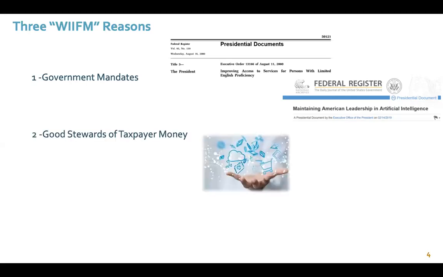The second one is good stewards of taxpayer money. Like most technologies, if they're properly used, this technology can help you do more with less. And so you would be using the technology to speed up the work within the same amount of time. Also, since training a machine translation engine uses the work that a translator had previously done, it's the act of recycling work, so paying for it once and using it several times.